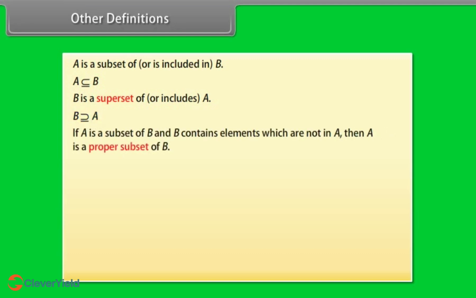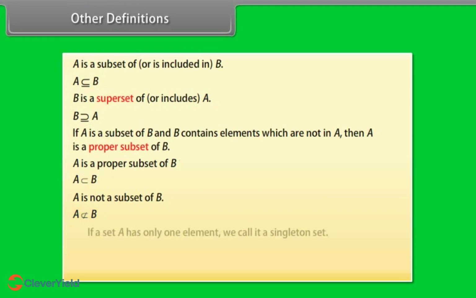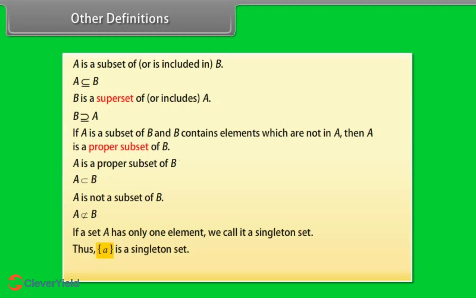If A is a subset of B and B contains elements which are not in A, then A is a proper subset of B. If A is a proper subset of B, we use this symbol to designate that relationship. If A is not a subset of B, we write it this way to designate that relationship. If a set A has only one element, we call it a singleton set. Thus, A is a singleton set. Look at these symbols now. The first one means implies that, and the other one means if and only if.